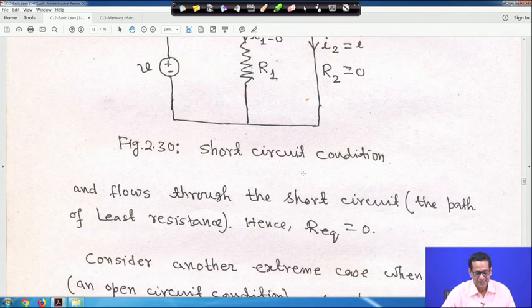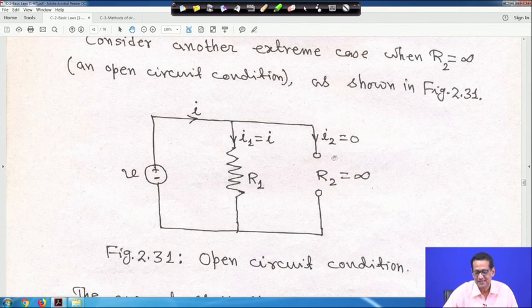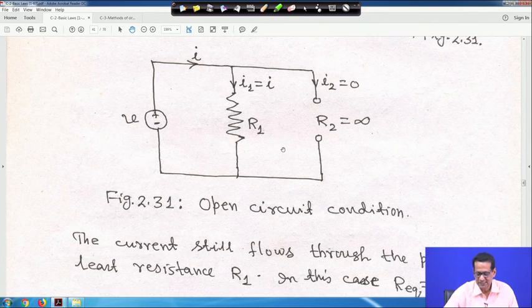Similarly, all these things are written here, you can read. Similarly, if it is open circuit, it means R2 is equal to infinity. So, there will be no current through R2. If R2 is an open circuit, all the current I1 is equal to I will pass through R1. So, it is understandable, right. So, this is the open circuit condition.